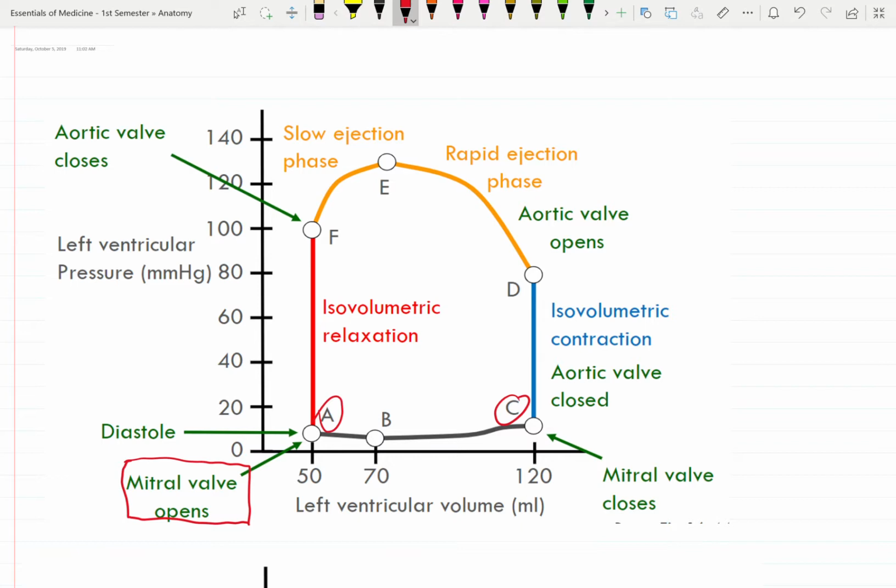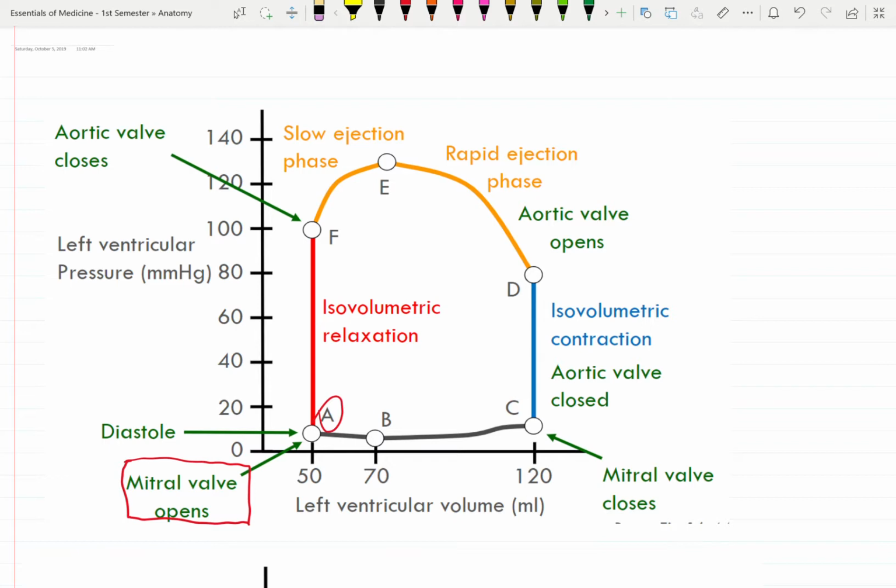And so, like any other graph, we always want to look at the y-axis on the left and the x-axis. On the y-axis, we have the pressure of the left ventricle, and on the x-axis, we have the volume of the left ventricle. And so we're going to start with the letter A, and that's when the diastolic filling starts.